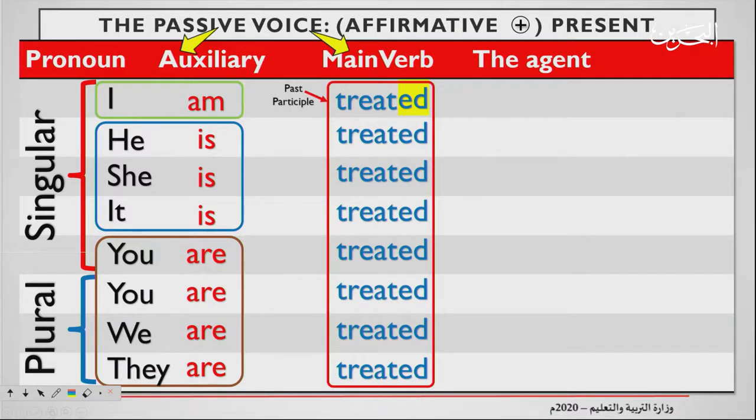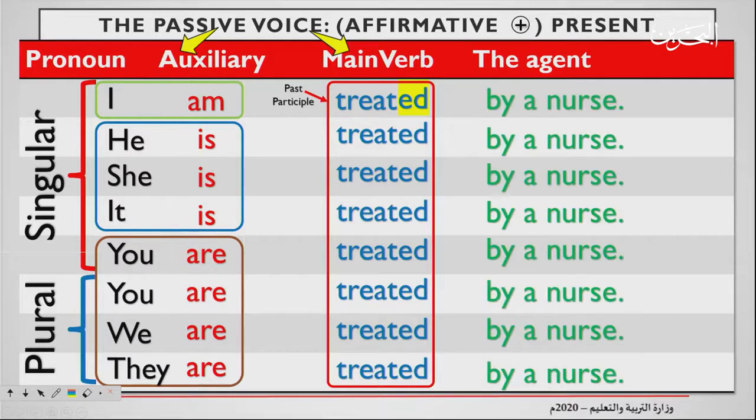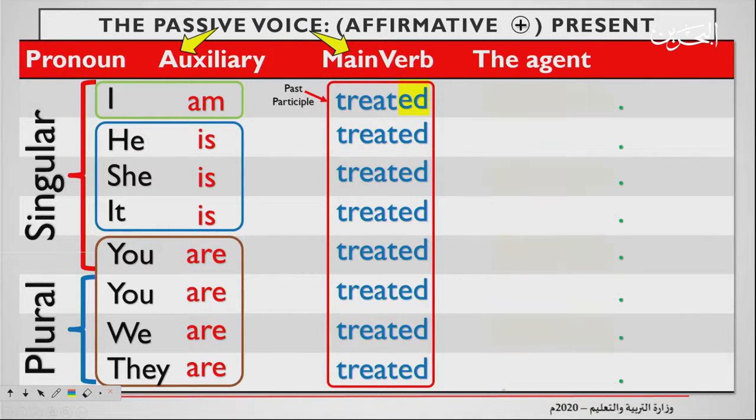The past participle. And then you could add an agent. For example, I am treated by a nurse, or you are treated by a nurse. Now, the agent is not that important to mention in the passive voice, so you can remove it like that, but you have to have the full stop at the end.